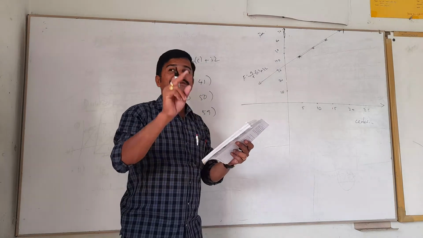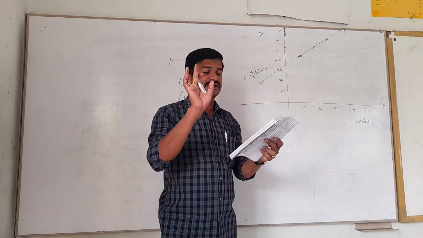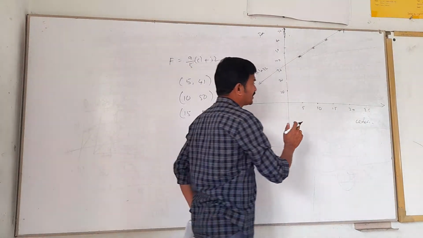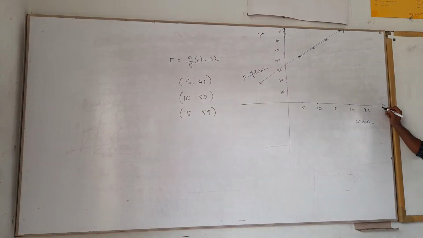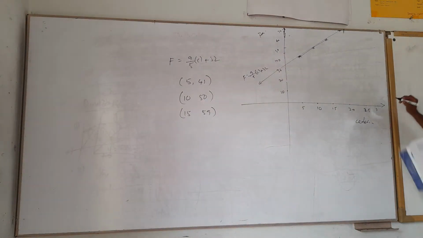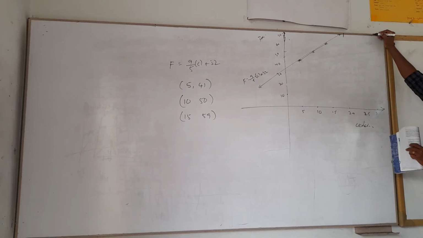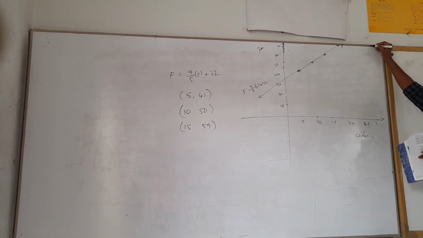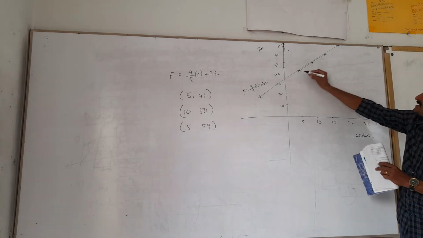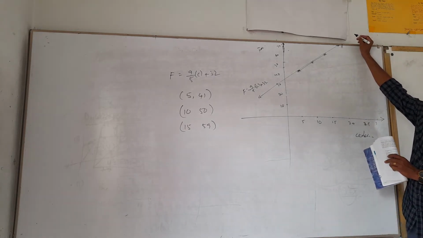Now see the question. The temperature is 30 degrees Celsius. What is the temperature in Fahrenheit? Where is 30 here? It will be 30 here. 25 means 30 now. From here you have to draw one perpendicular line like this. Up to where will you draw? Until it touches the graph. Are you clear?